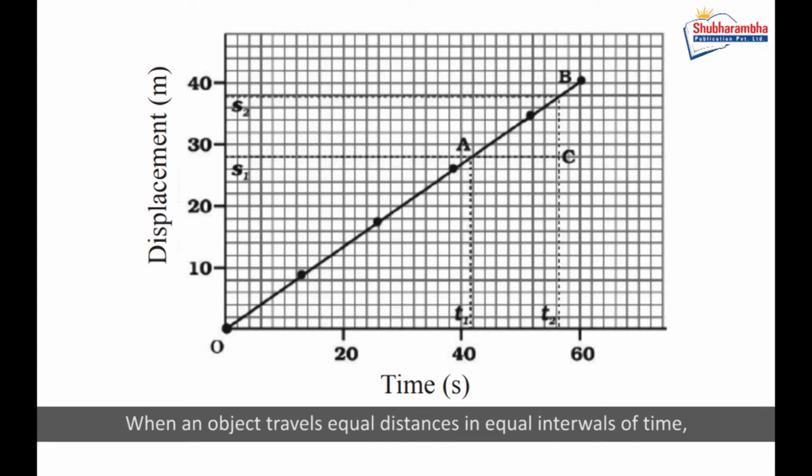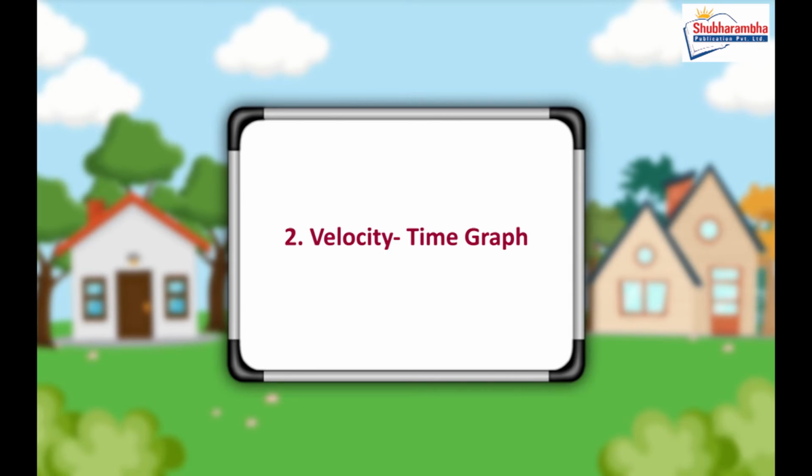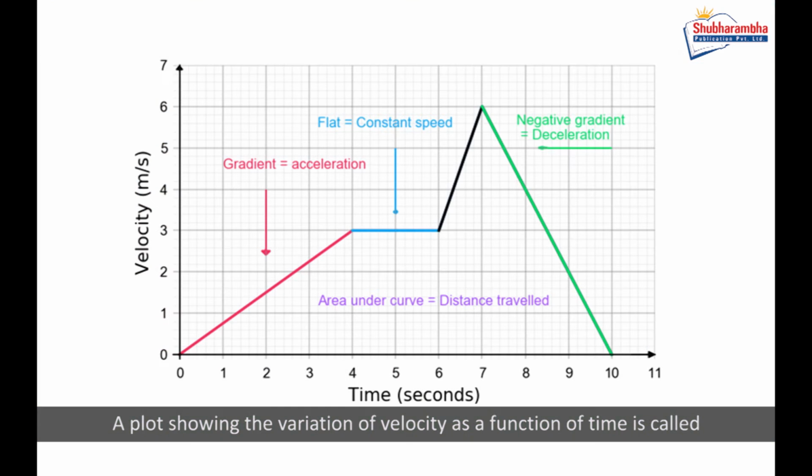When an object travels equal distances in equal intervals of time, it moves with uniform speed. This shows that the distance traveled by the object is directly proportional to time taken. 2. Velocity time graph. The plot showing the variation of velocity as a function of time is called velocity time graph. The velocity time graph for a body moving with constant speed in a straight line is a straight line parallel to the time axis as shown.